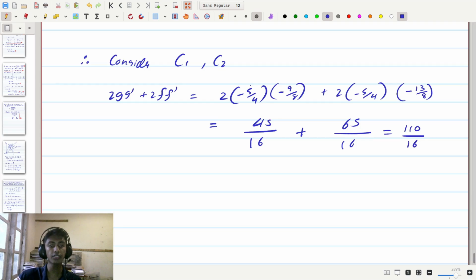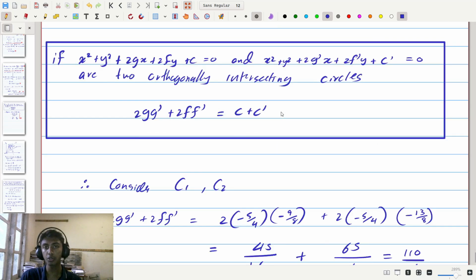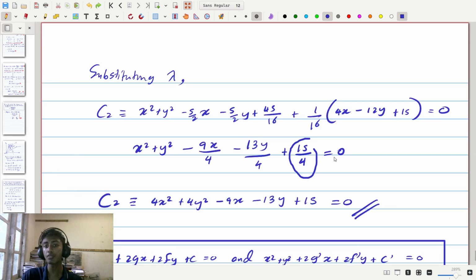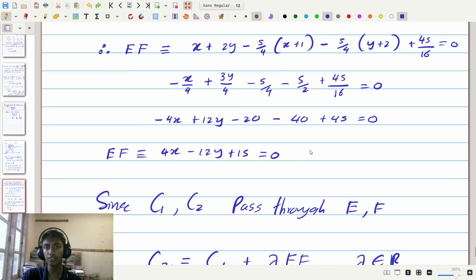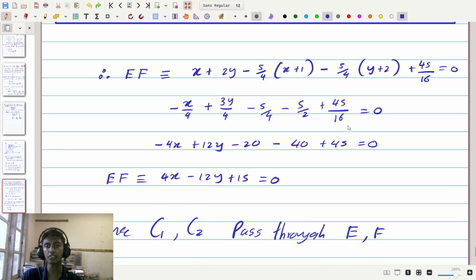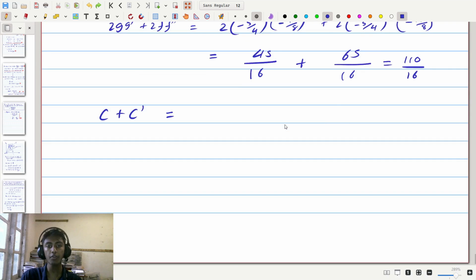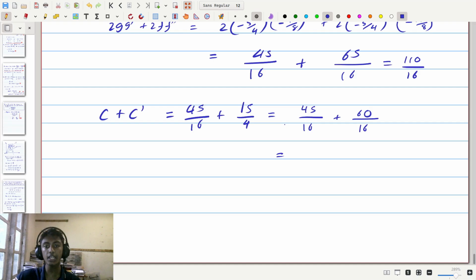Now if you come to the other side, c plus c prime is going to be equal to the sum of the two constants. Over here we can see the first constant is 15 over 4 and the second one is 45 over 16. So if you add them together, 45 over 16 plus 15 over 4 is going to be equal to, with a common denominator of 16, 45 over 16 as it is, plus 60 divided by 16. Adding them together, we can see this is going to be equal to 105 over 16.